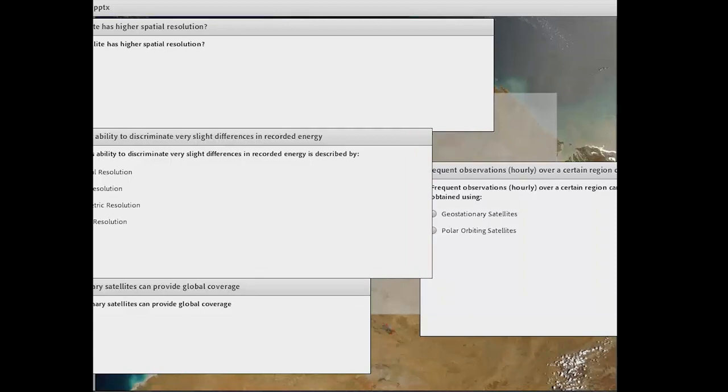The sensor's ability to discriminate very slight differences in recorded energy is described by what? We talked about the recording of energy in terms of bits, and those bits are related to the radiometric resolution. So the correct answer is radiometric resolution.